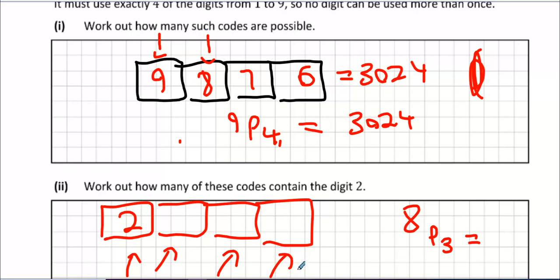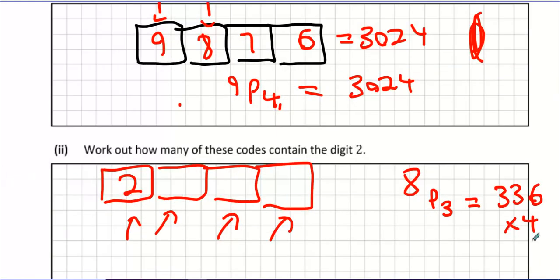The other 3 numbers can be picked using 8p3. And what do you say 8p3 was again? 336. And we multiply 336 by 4. 1,344. Do you want to see another method of doing the same question? It should be a yes, because sometimes you need to be able to think about these things differently.